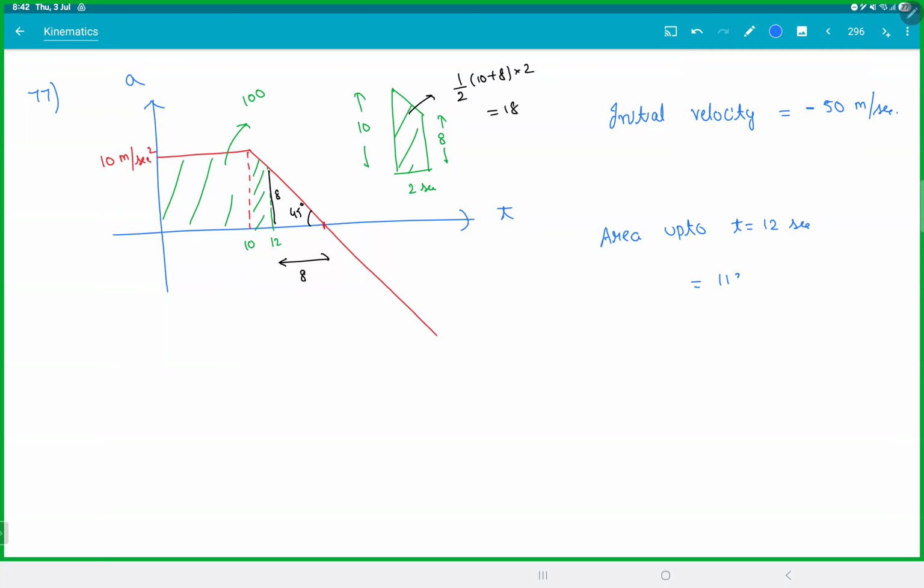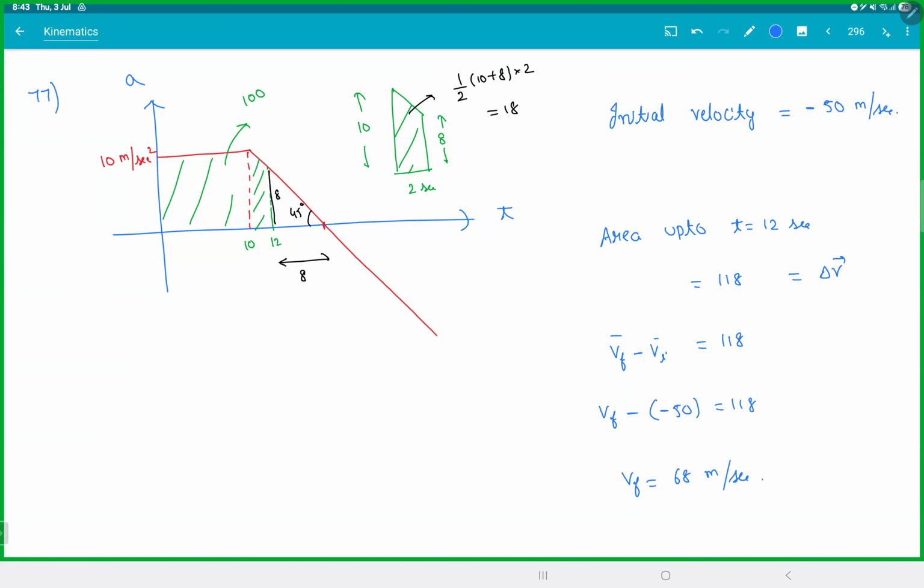So you're saying this is change in velocity. So v final minus v initial is 118. So v final minus v initial, where v initial is minus 50, is 118. Therefore v final is 68 meters per second. Exactly, everyone. It's just all areas. There's nothing big to solve. Right, Arya? Right, Ishman? Right, Aditi?